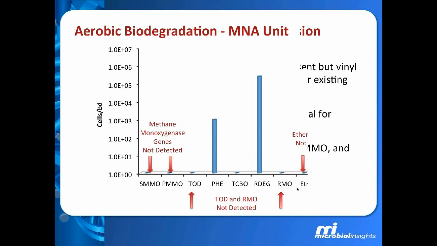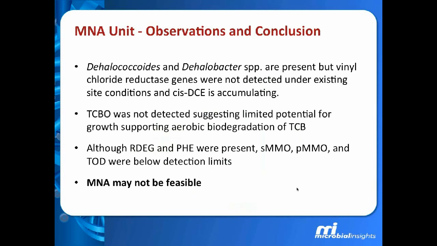So in summary, we see that under natural conditions, there are low to mid-range concentrations of Dehalococcoides and Dehalobacter, but vinyl chloride reductase genes were not detected, indicating that cis-DCE will likely continue to accumulate. The trichlorobenzene dioxygenase gene was not detected, suggesting limited potential for the aerobic biodegradation of trichlorobenzene. And although we saw a couple of aromatic genes which are capable of the cometabolism of TCE, other common cometabolic genes were below detection. So overall, the results from the M&A unit suggest that this may not be feasible, or at least not practical, given the time constraints at the site.